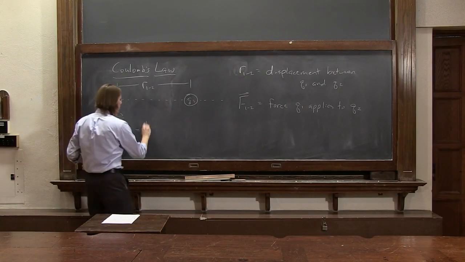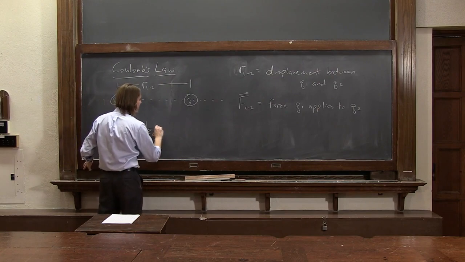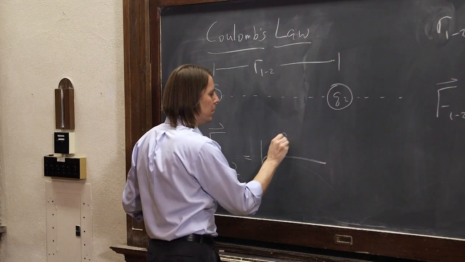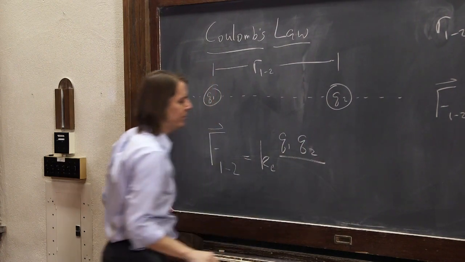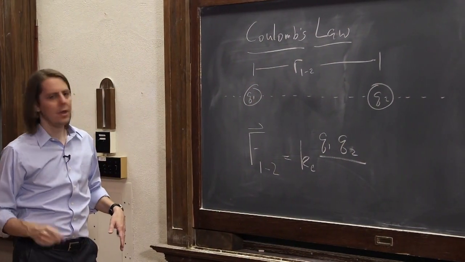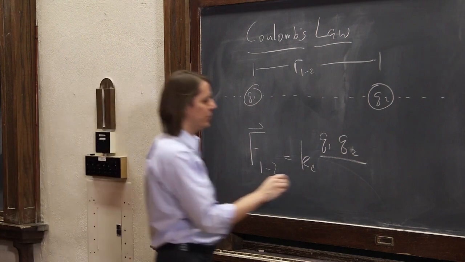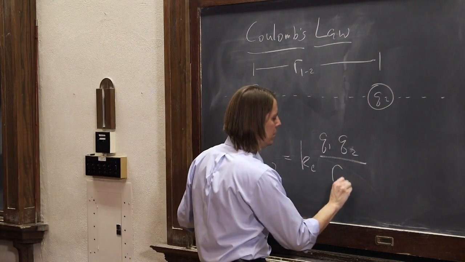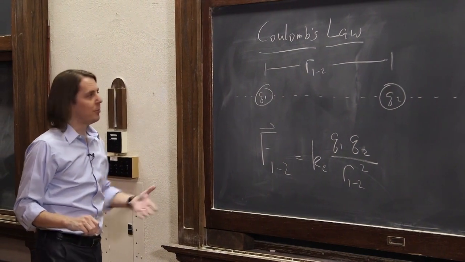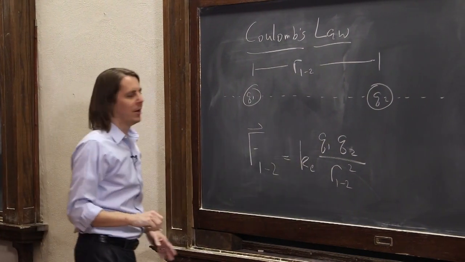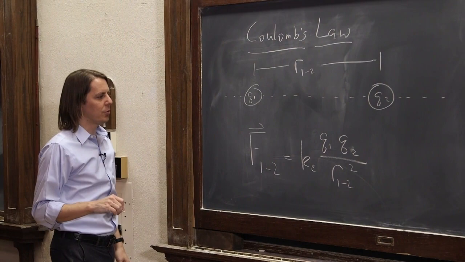It's equal to Coulomb's constant, Ke, just like before. The charges go up in the top, just like before, Q1 times Q2. The separation goes in the bottom, R12 squared. So that's the same magnitude as before. We just have some extra notation to keep in mind who is applying force to whom.